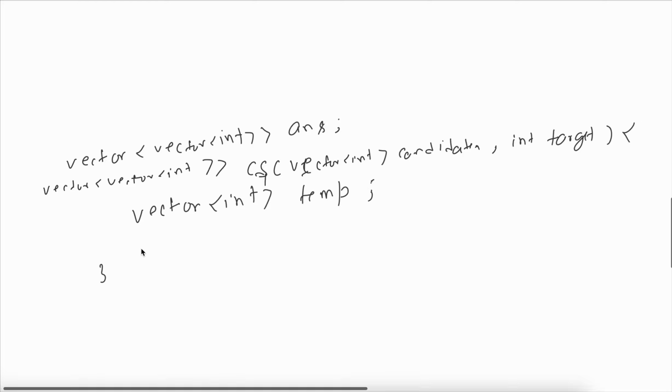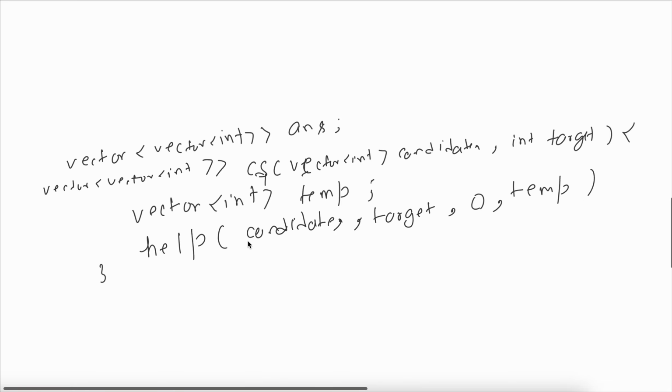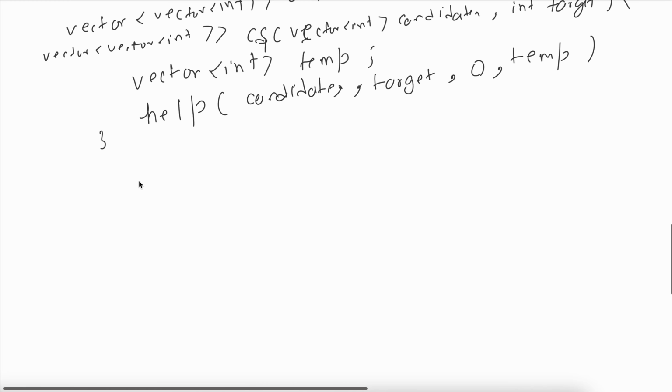Now, let's say our recursive function name is help, we will call this help function to help ourselves. Now we will pass candidates here. We will pass target, and our starting index, which is 0. Our current answer is temp. Now we will write the help function.